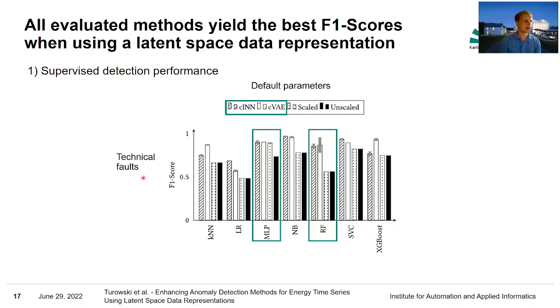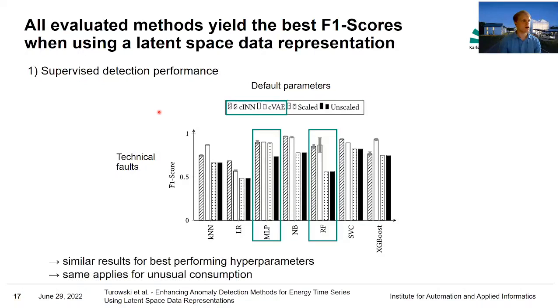However, the same applies to the unusual consumption anomalies. And since we are talking about supervised detection methods, these results shown here are based on default parameters. We also performed the same experiment with best performing parameters, and the results were pretty much the same. So the same applies for unusual consumption and for best performing hyperparameters.